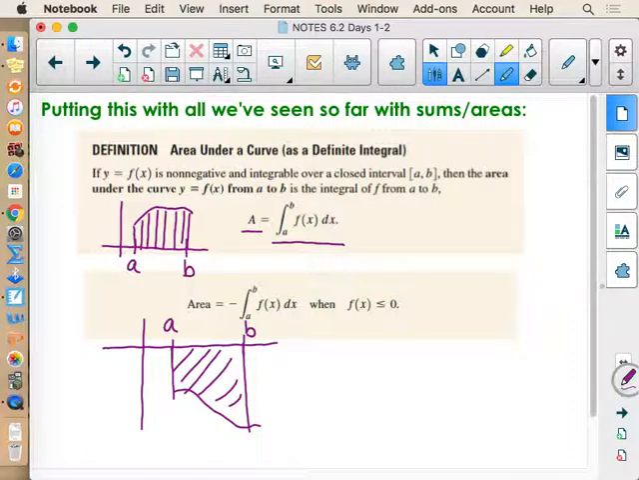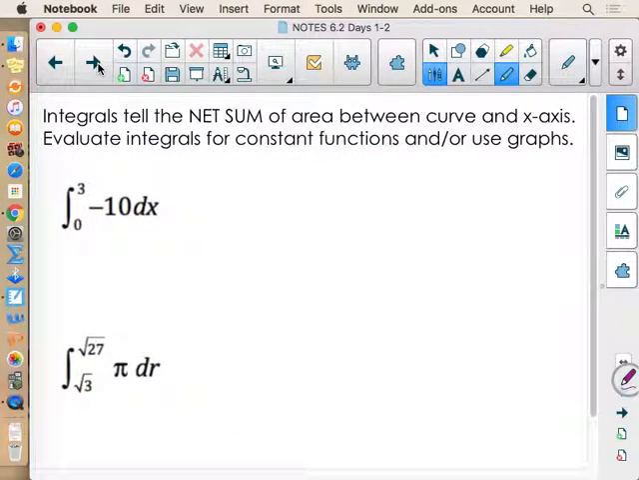rate function represents. So area is always positive. If the area is above the x-axis, the area is that integral value you're looking for. If the area is below the x-axis, then you'd have to say that it's the opposite of what you're looking for, that integral value. So we said they tell the net sum. That means the positive areas count as positive, the negatives count against the total and make the total smaller.